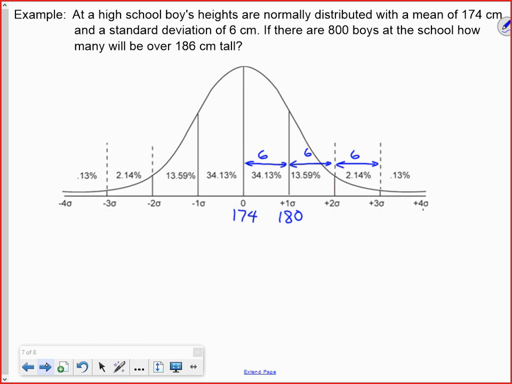2 standard deviations, we add on another 6. That gets us 186. So we want the number of boys that are over 186 centimeters tall. They're in this region of the graph here. They're more than 2 standard deviations above the mean in terms of height. Okay, so what percentage of people are in that shaded region? Well, it probably is easier to calculate the percentage of people in the unshaded region.